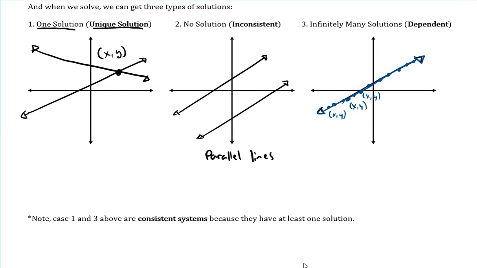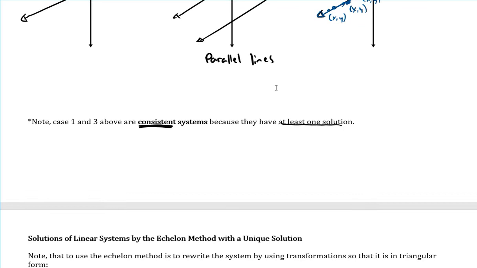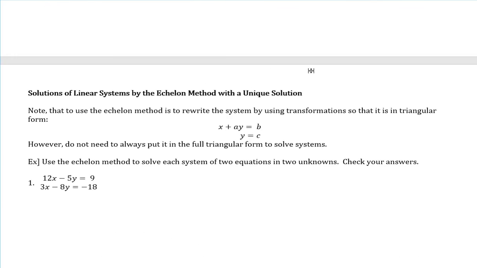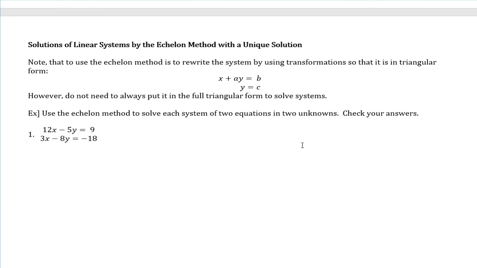As vocabulary, note that cases 1 and 3 are also called consistent systems because they have at least one solution. So these have solutions to them, so the system is consistent. Inconsistent is the no solution case. All right, so those are our breakdowns of the vocabulary. Let's see how we are going to solve a couple of these equations using the echelon method.